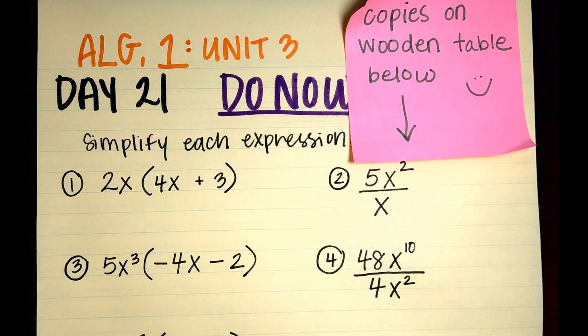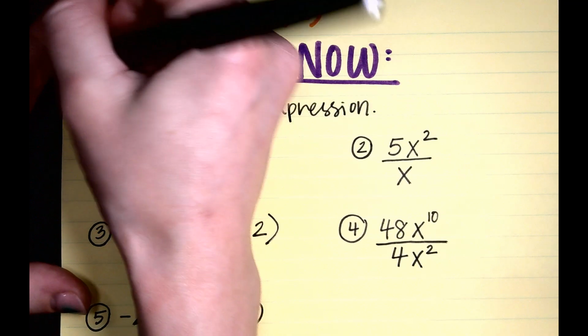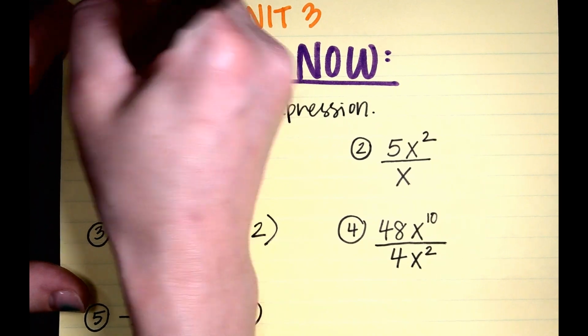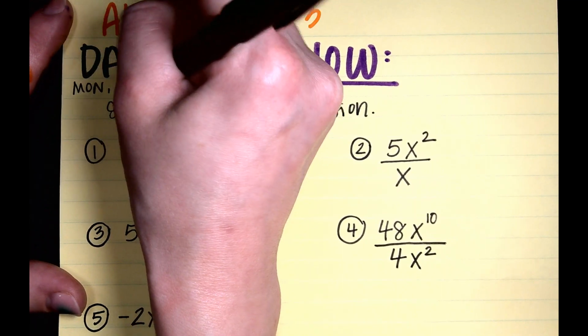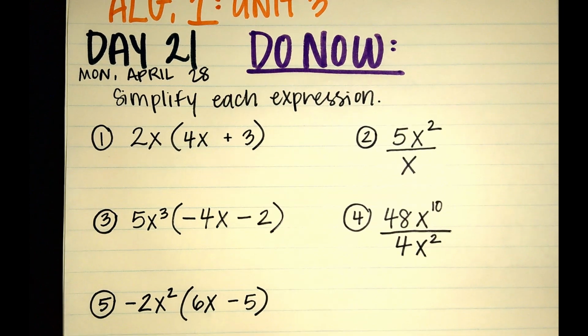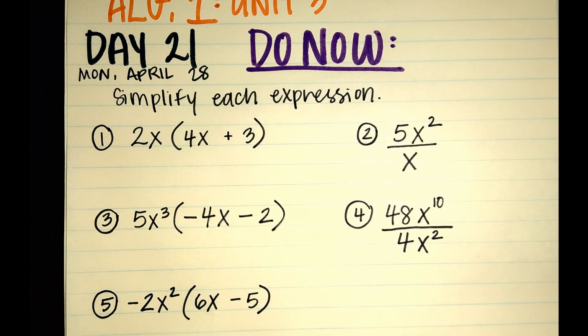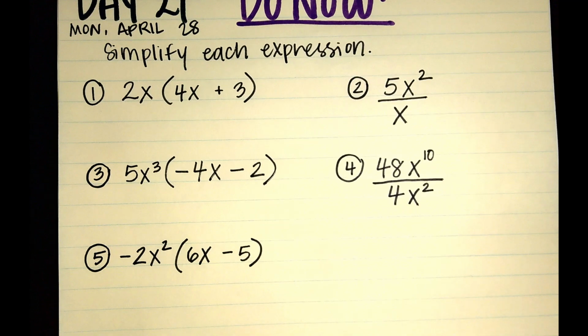So it is day 21 in Algebra 1, and it is Monday, April 28th. Just going to write my date on my paper. Monday, April 28th. Okay, and for your do now, I just put some expressions up on the page and wanted to see how well we remembered things from last week.